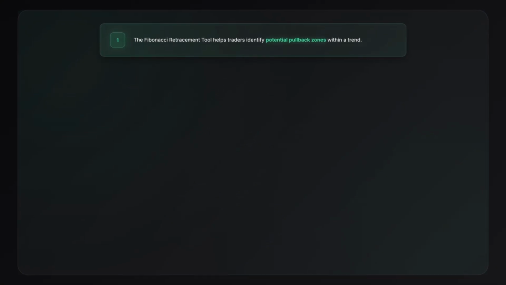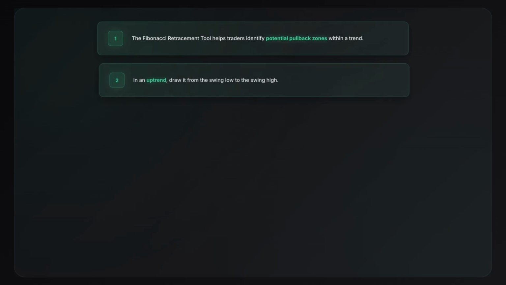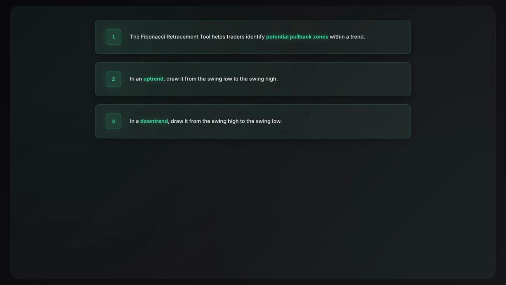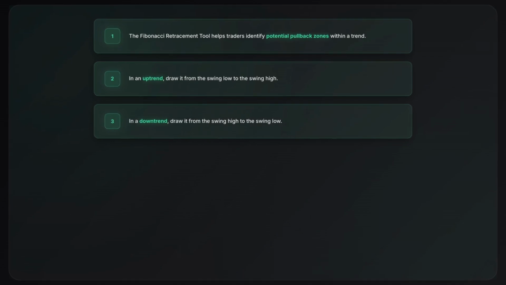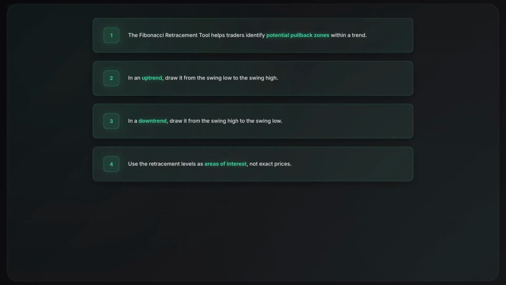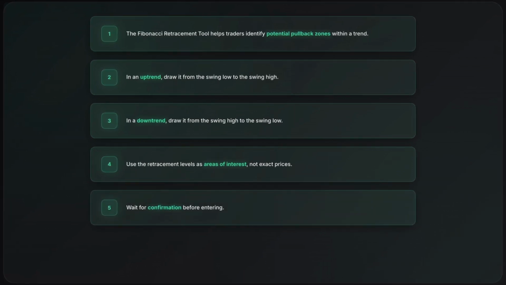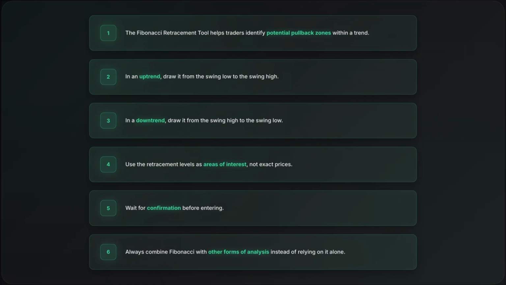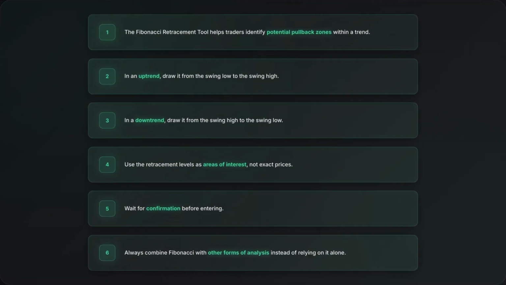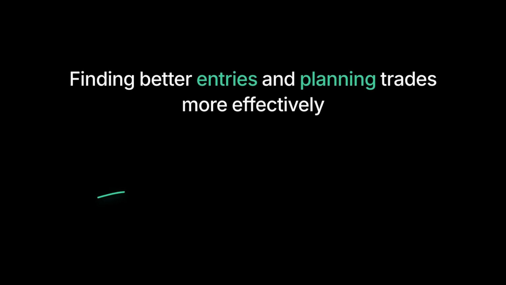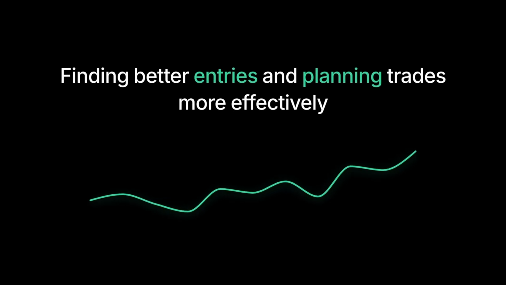So to recap, the Fibonacci retracement tool helps traders identify potential pullback zones within a trend. In an uptrend, draw it from the swing low to the swing high. In a downtrend, draw it from the swing high to the swing low. Use the retracement levels as areas of interest, not exact prices. Wait for confirmation before entering, and always combine Fibonacci with other forms of analysis instead of relying on it alone. Used correctly, it can become a powerful tool for finding better entries and planning trades more effectively.